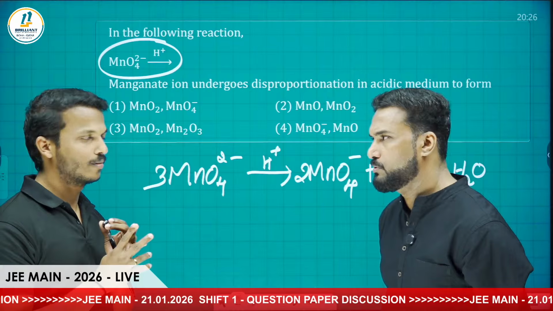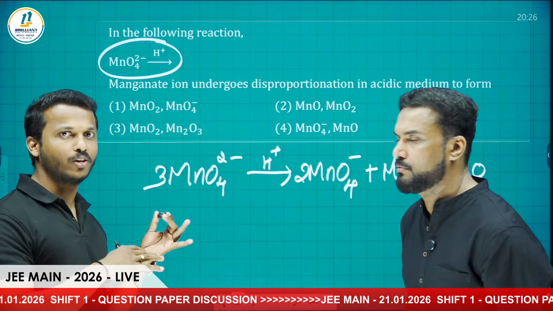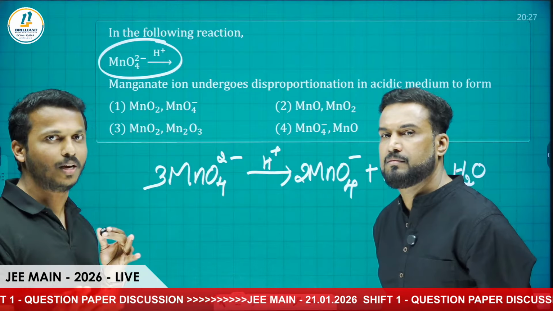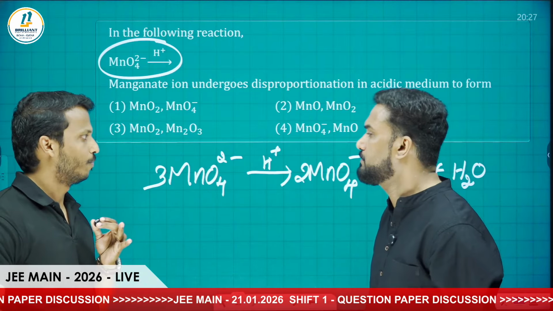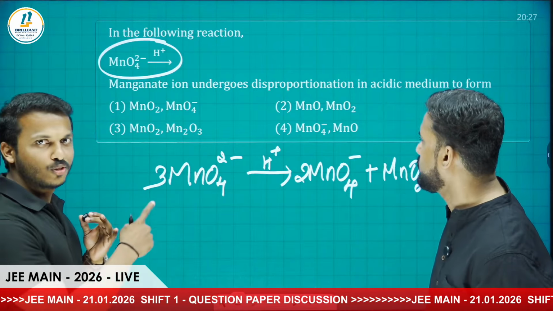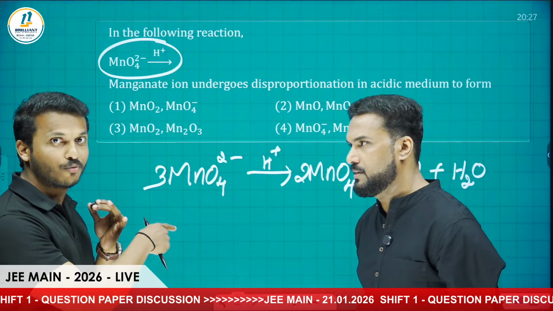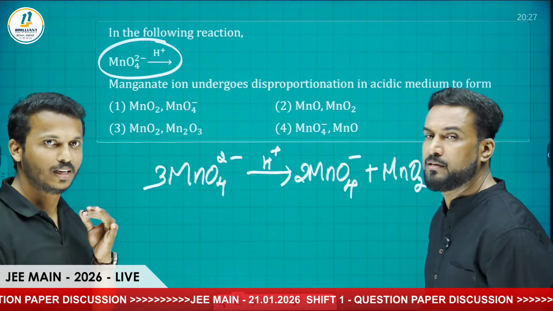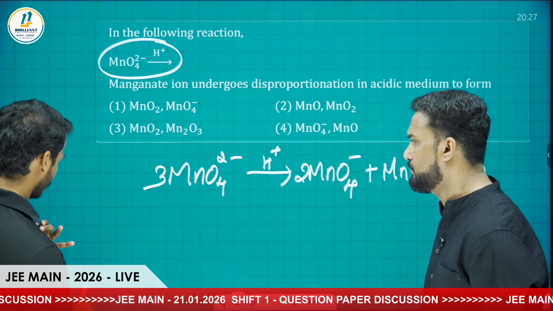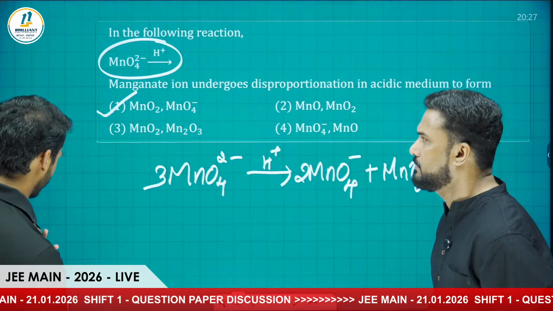So the color change is important: in which medium the color change is happening, and the balanced equations. They also asked a pH change question, like chromate to dichromate: yellow to orange in acidic medium, and orange to yellow. Disproportionation of this manganate ion, MnO4 2 minus, will convert. This is our second step in the preparation of potassium permanganate. So the answer option is MnO4 2 minus and MnO4 minus.